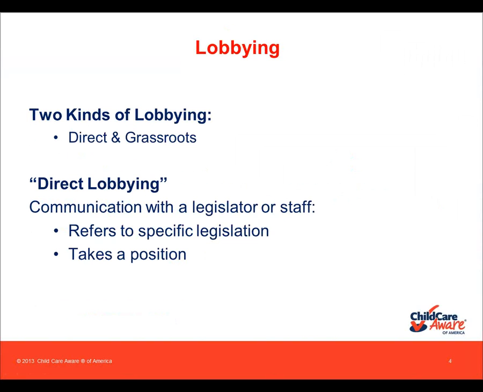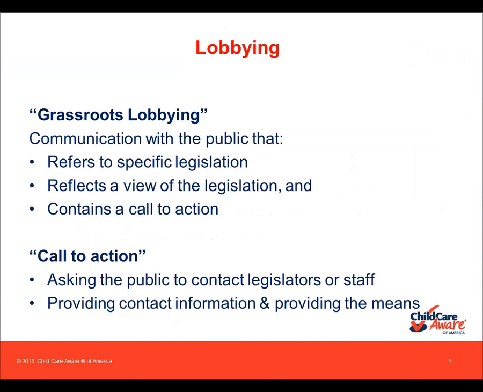And when you're meeting with them, if you are talking about a specific piece of legislation, a specific bill, and you're asking them to take a position on it, that is, again, direct lobbying. So you're direct lobbying, meeting with the legislator or staff, and asking them either to support Senate Bill such and such, 581, or vote yes on this bill or no on this bill. That is the direct form of lobbying, so having a specific ask.